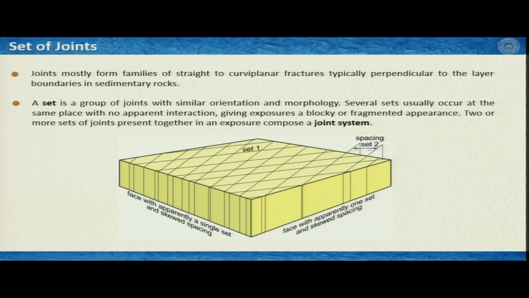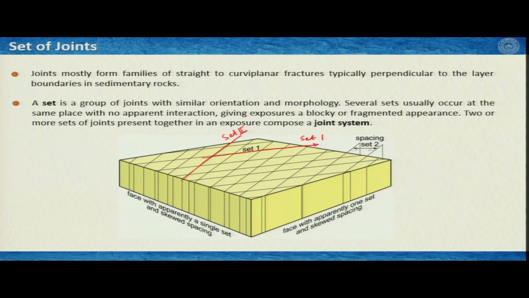Now what we see in this illustration is two different sets. One set is like this and another set is like this. This one is set 1 and this one is set 2. They mostly form one after another. A set is a group of joints with similar orientation and morphology.